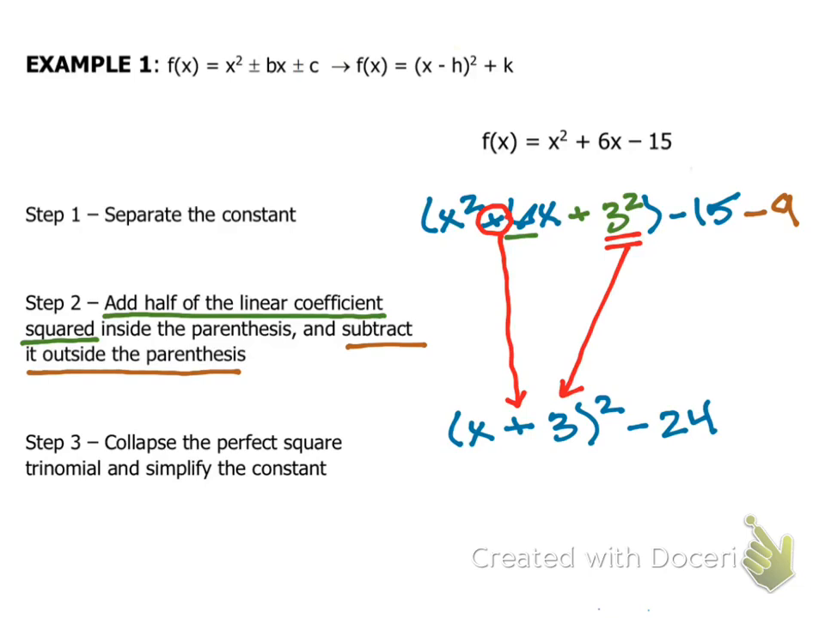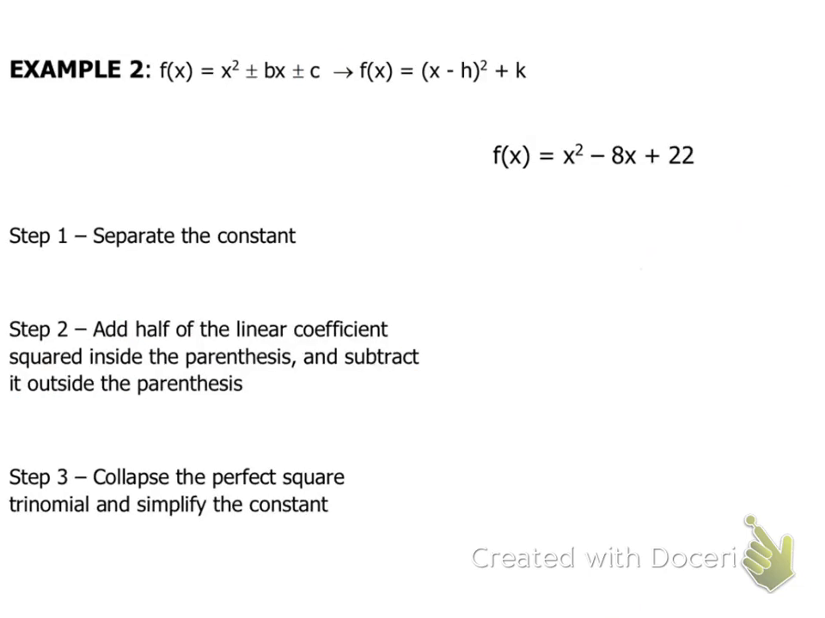Let's look at another one. x squared minus 8x plus 22. First thing we're going to do is separate that constant out. So x squared minus 8x, I'm going to close my parenthesis, plus 22.